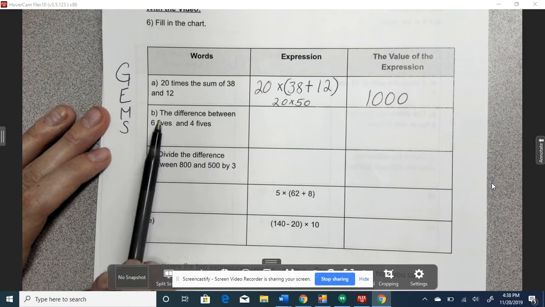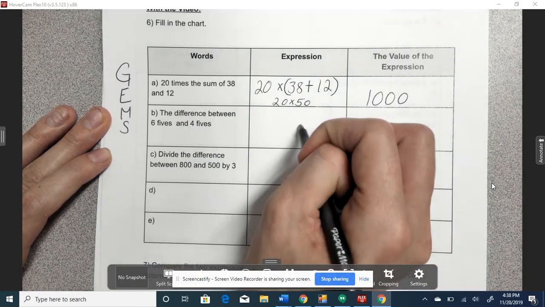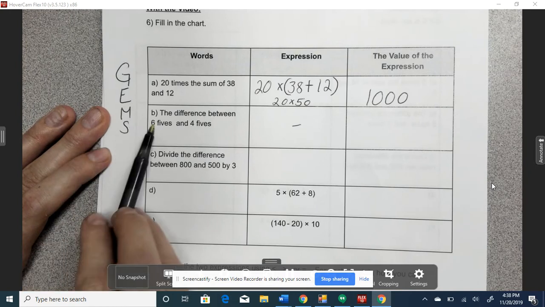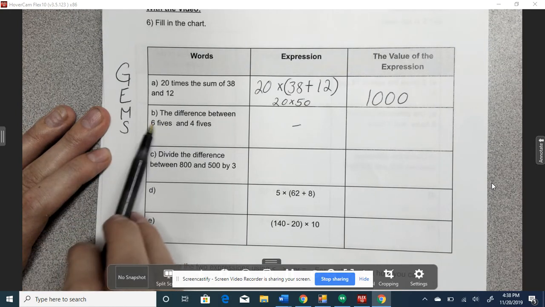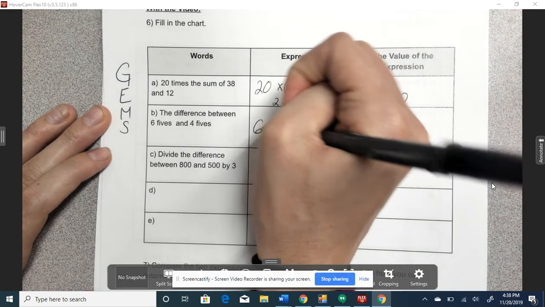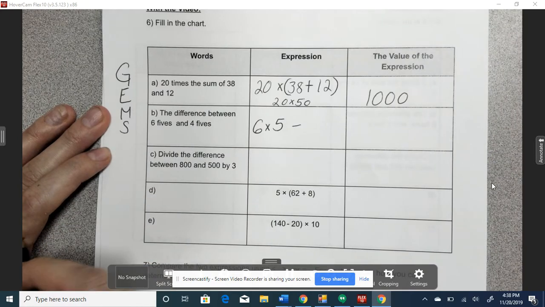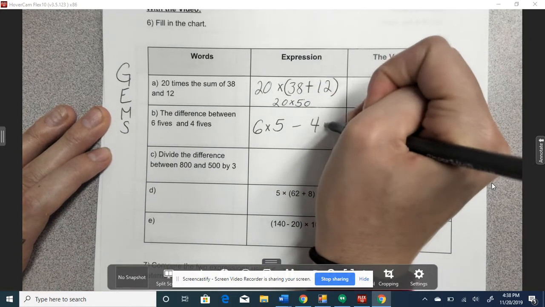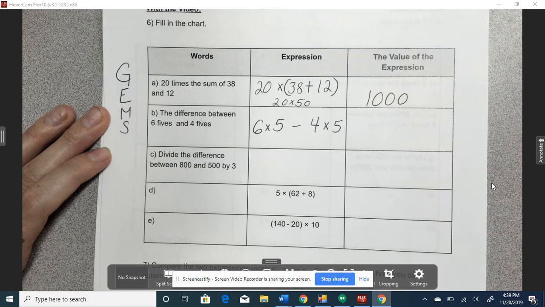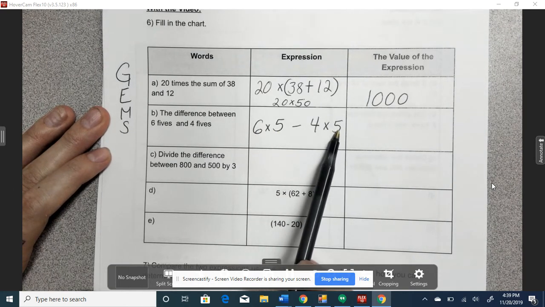So let's see. The difference between 6 fives and 4 fives. The difference means the answer to a subtraction problem. So I know I'm subtracting. 6 fives, oh, that's a hard one, but I remember 6 fives means 6 times 5. So I'm going to multiply 6 times 5. And 4 fives means 4 times 5.